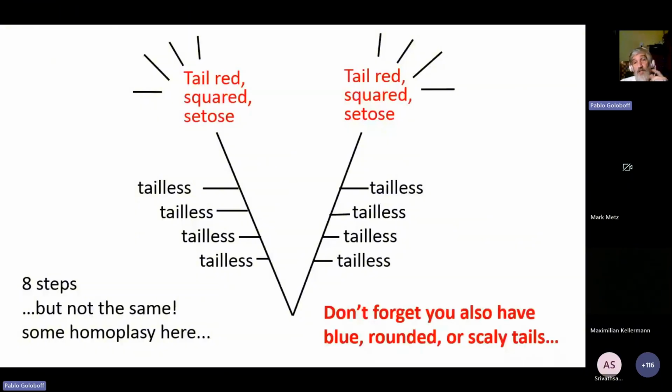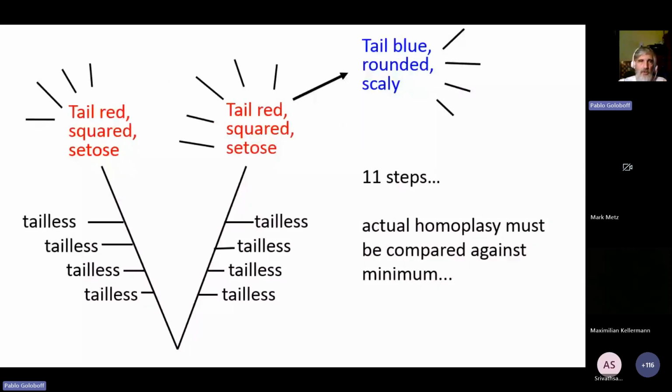scores. Well, yeah, don't forget that you also have blue, rounded, or scaly tails, and they have to be somewhere in the tree. You need to consider those. So the complete picture would be this, and this would have 11 steps. So you have, in this case, 4 steps plus 4, that's 8. And from red, square, setose into blue, rounded, and scaly is 3 steps. So this has 11 steps, not 8.